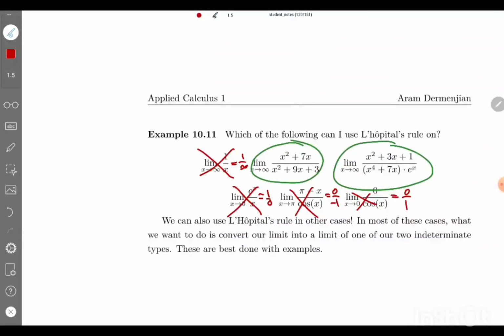Does that kind of help? So in these cases, we have to make sure that we have either 0 over 0 or infinity over infinity, or else we cannot use L'Hopital's rule.